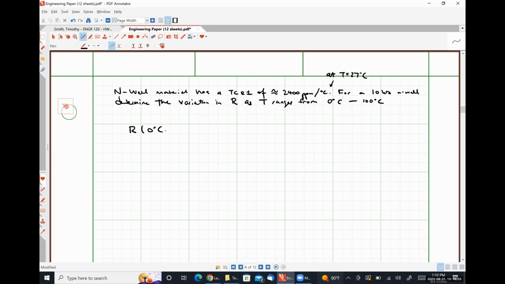So R at 0 Celsius is going to be the nominal resistor value, 10 kilo ohms, times 1 plus our temperature coefficient of resistance. So 2,400 parts per million. I have this as 0.0024. 2,400 parts per million is 2.4 parts per thousand. Okay, that's why it makes sense.